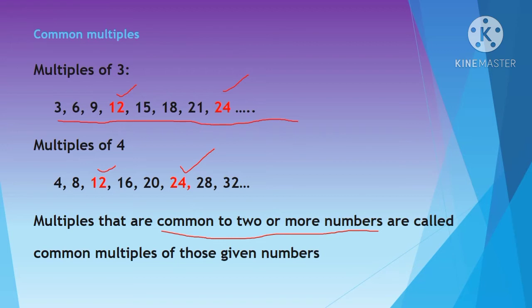Okay. So what is the definition of common multiples? Multiples that are common to 2 or more numbers are called common multiples of those given numbers. So if you have the same number in the multiples, then those numbers are known as common multiples. So here you can compare with 2 also. 6 2s are 12. Here you will have 12 common.